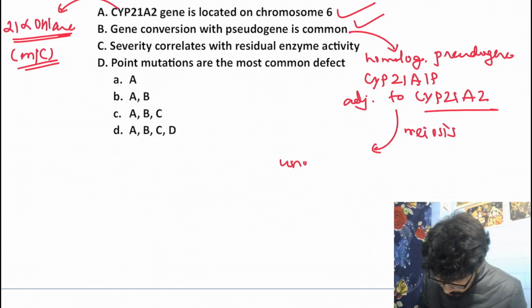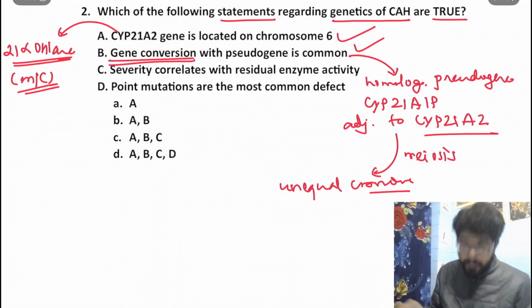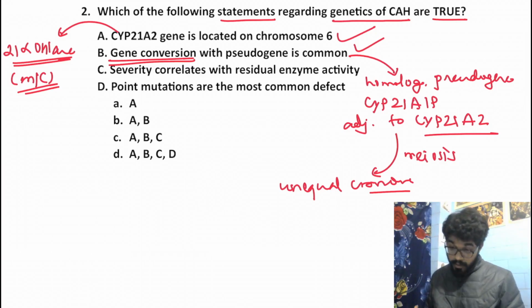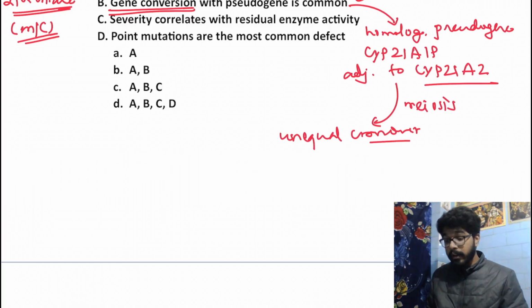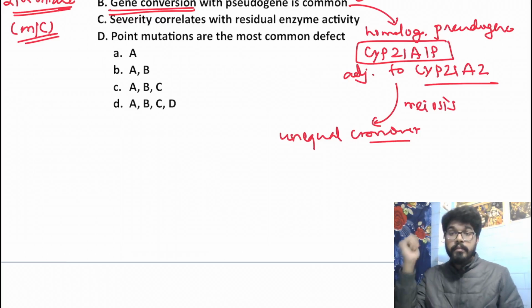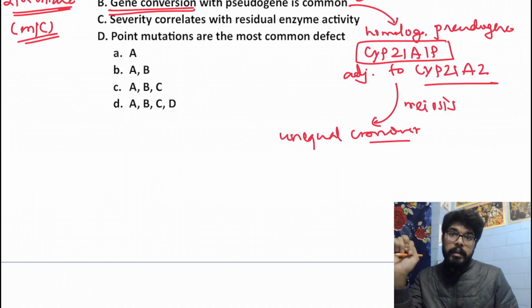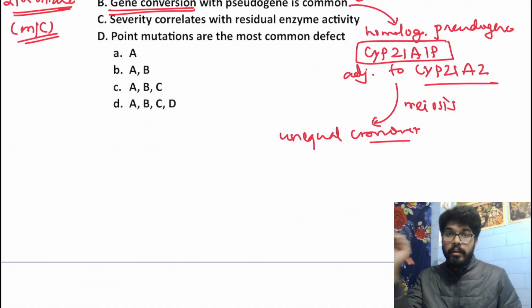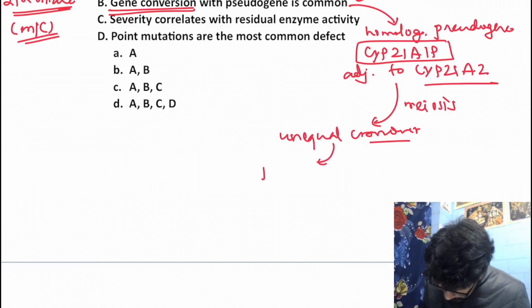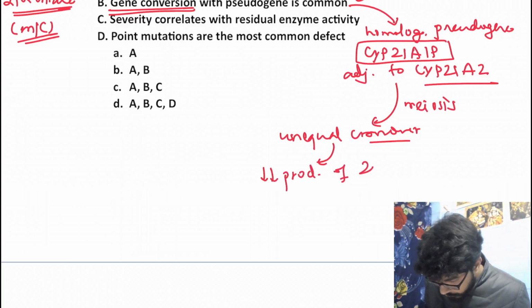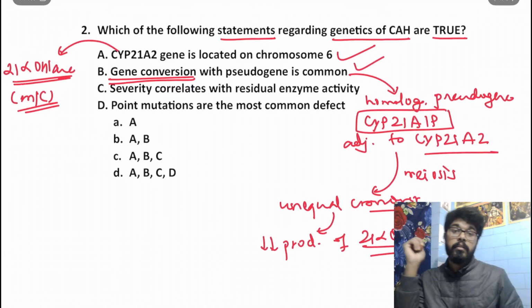There is an unequal crossover. And this unequal crossover is known as gene conversion with pseudogene. This unequal crossover, right, results in acquiring this pseudogene instead of the A2 version. Okay. So what happens? This CYP21A2 is capable of producing the adequate amount of enzyme, but this pseudogene is not that efficient, as a result of which we would get decreased production of 21 alpha hydroxylase enzyme, resulting in congenital adrenal hyperplasia. That's why 21 alpha hydroxylase deficiency is so common.